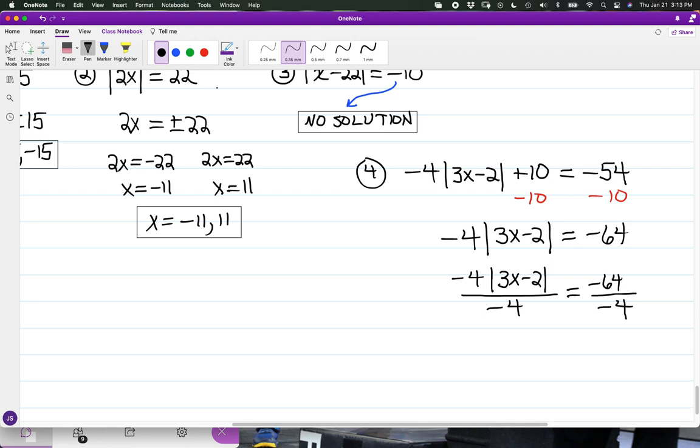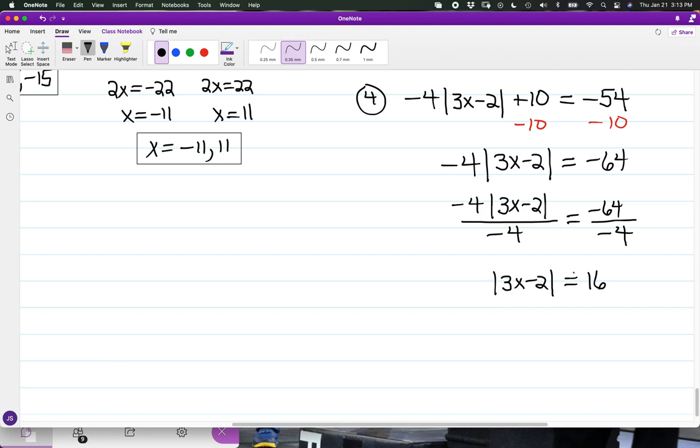So we have the reduction down to the absolute value of 3x minus 2 is equal to, and for negative 64 divided by negative 4, this will be a positive 16. So k is 16, the absolute value of x is symbolized by the absolute value of 3x minus 2, and upon dropping the absolute value bars, we have 3x minus 2 set equal to those amounts that have a distance of 16 units away from 0. Those numbers are positive and negative 16.